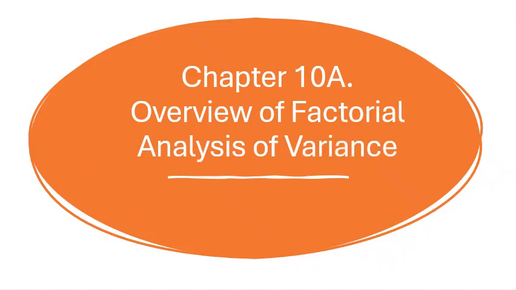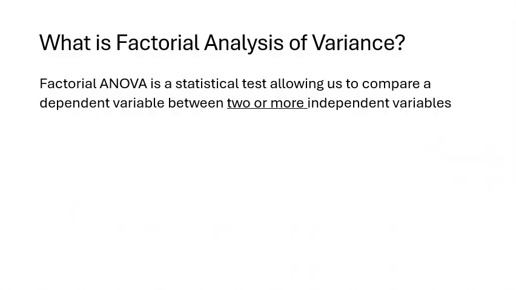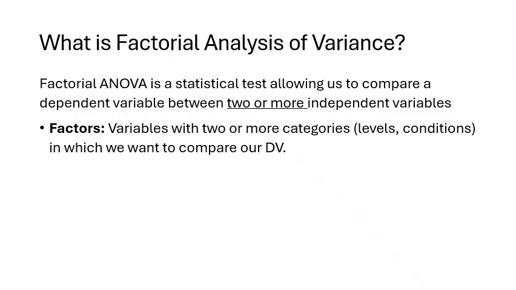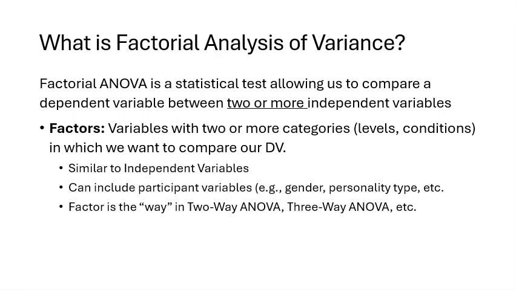This is Chapter 10A, an overview of the factorial analysis of variance. So what is factorial ANOVA? Factorial ANOVA is a test allowing us to compare one dependent variable between two or more independent variables. By factor, we just mean variables with two or more categories, and we also call those levels or conditions. We just want to compare our dependent variable across those conditions.